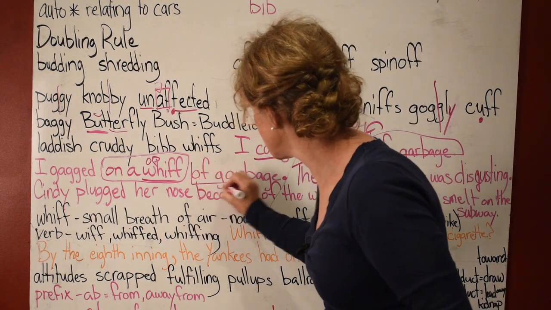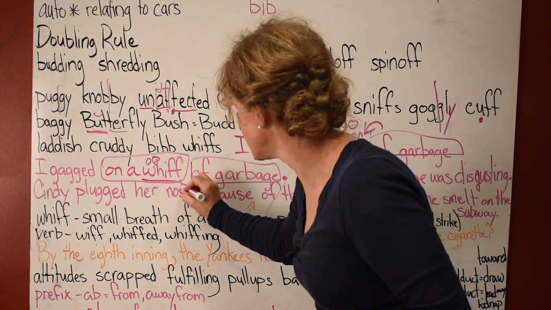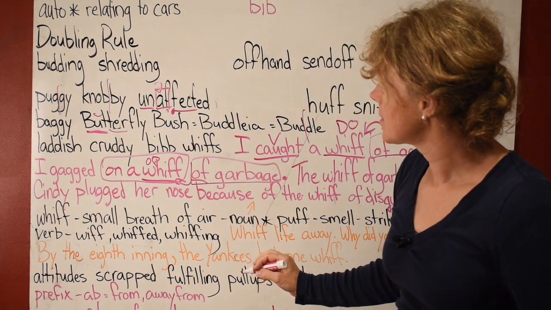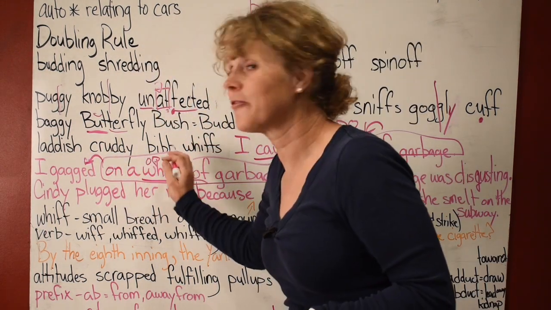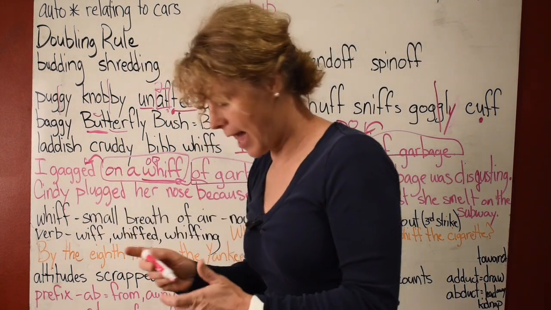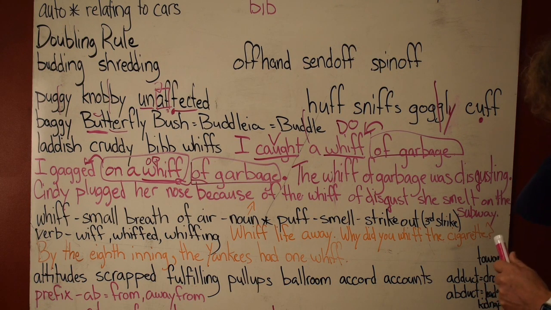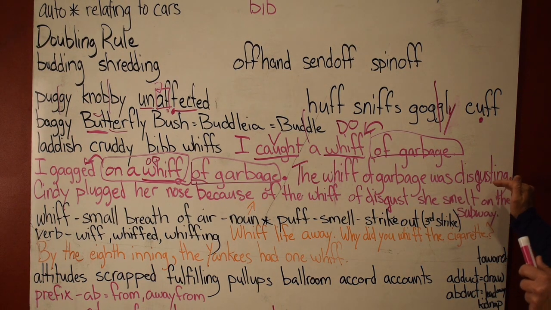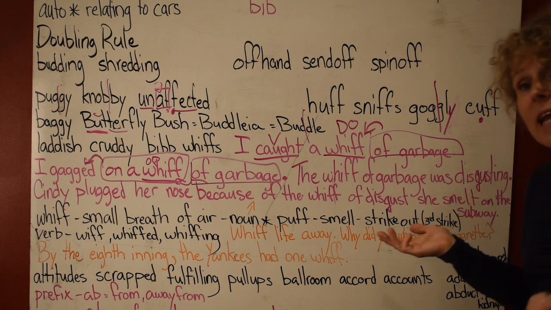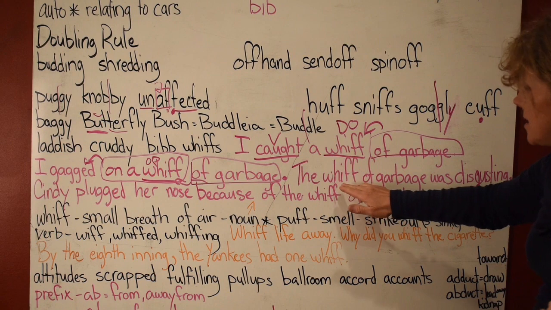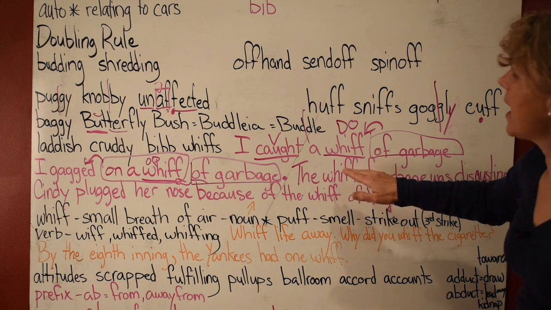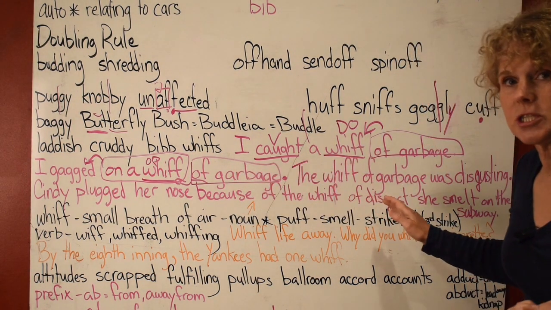So see, "of garbage" is another prepositional phrase that is describing whiff, and "on a whiff" is an adverb phrase describing gagged. Now look at this one. The whiff of garbage was disgusting. Look at the whiff there. What position? You're right, Daniel. That is the subject position of the sentence. Do you see that, Paul? See how we have them sitting in different noun positions in the sentence.